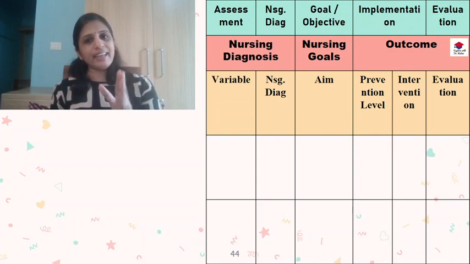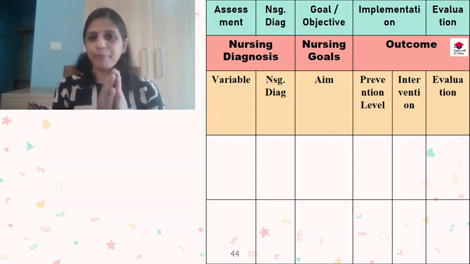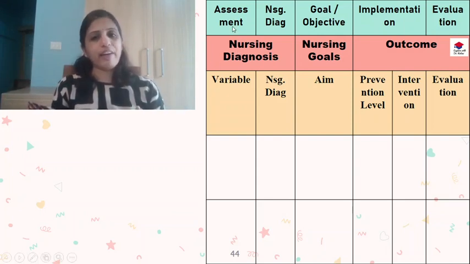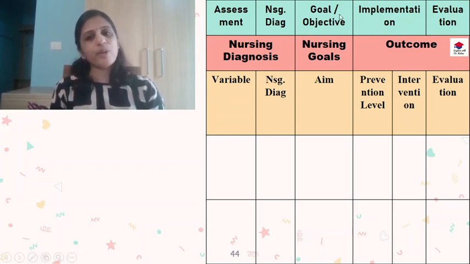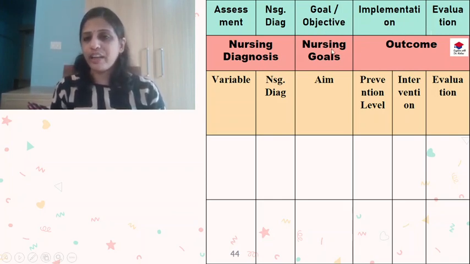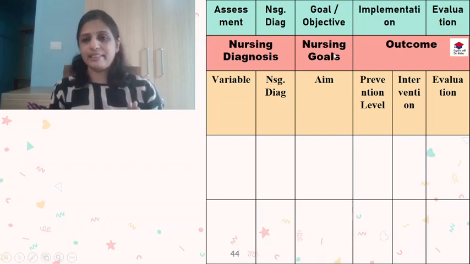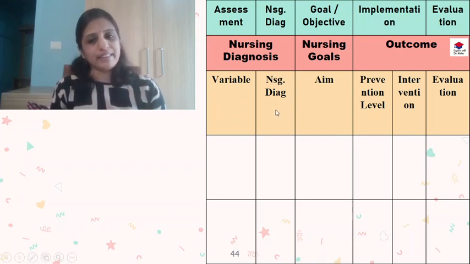But in that, our 5-step nursing process is clubbed together. In the first step, we have assessment and nursing diagnosis together as nursing diagnosis. Second step, goal is our nursing goal. Implementation and evaluation is outcome. If you're writing a plan of action, that also will come under nursing goal. That's it. Okay. So variable, nursing diagnosis.